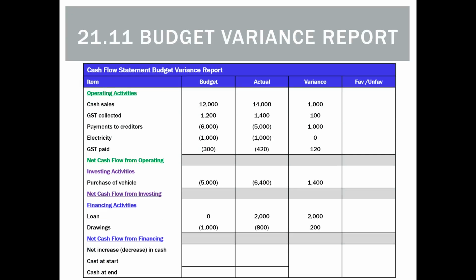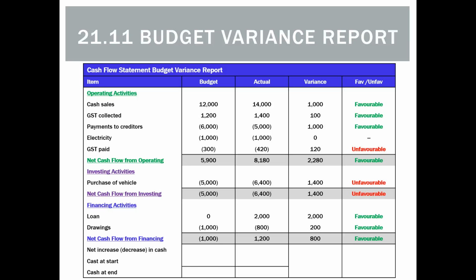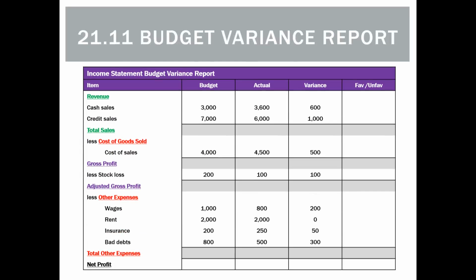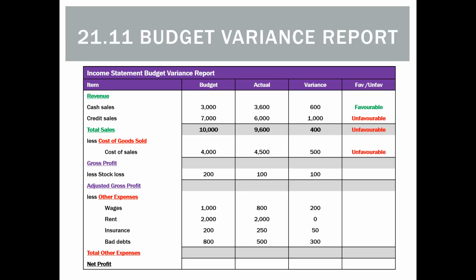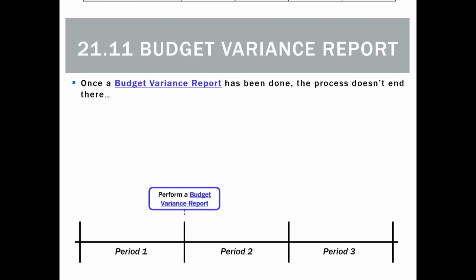And here's an example of the cash flow statement. We just go through line by line, section by section, going through each item. Likewise with an income statement, just trying to figure out where any significant problems are.